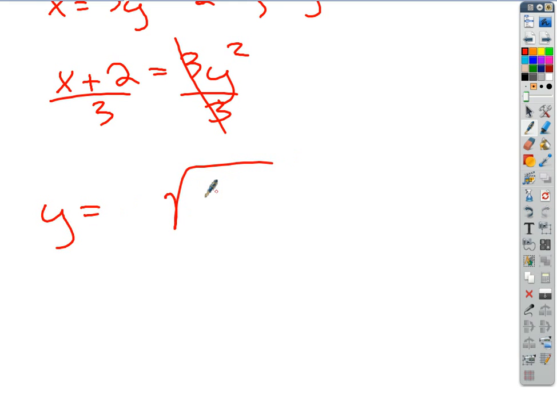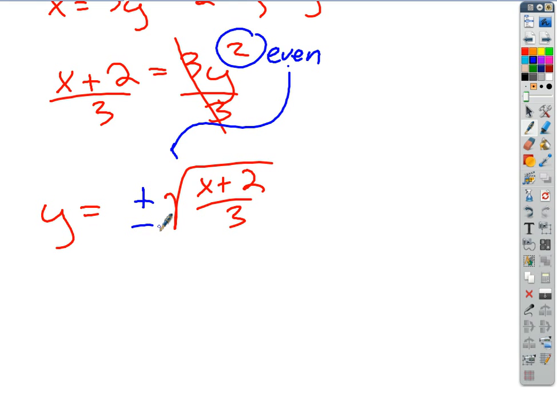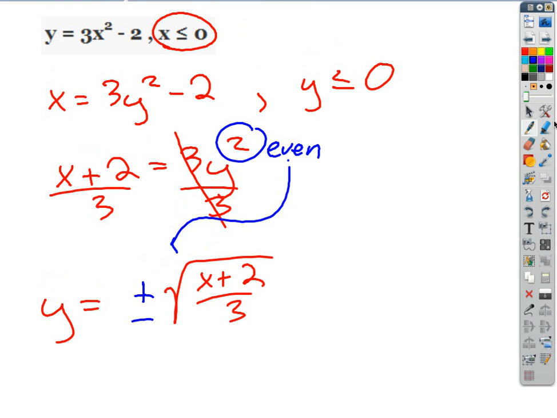What else needs to go there if I square root both sides? Remember, if I take an even root of both sides, I got to have that plus or minus there. Okay, because that's even, I need a plus or minus, right? Okay, but now look what we got here. We've got this restriction that y has to be less than or equal to 0. Okay, so what does that mean? When we get this plus or minus, what's that telling us about the plus or minus? It's got to be the negative, doesn't it?